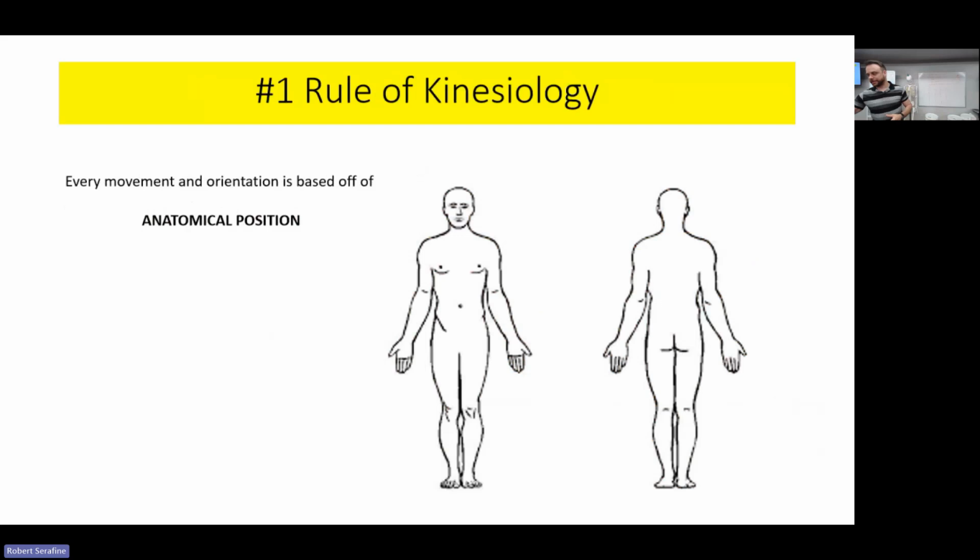Now, as we start to get into these movements and understand these movements, understand that all of these movements are referenced from what's called anatomical position, which, as we see in this depiction, is a person standing with their arms to the side, palms facing forward, head facing forward, feet facing forward. This is anatomical position. So it's essentially the map of the body.